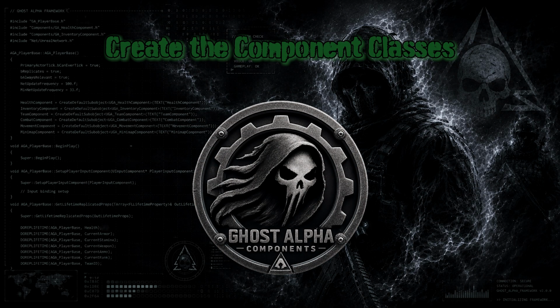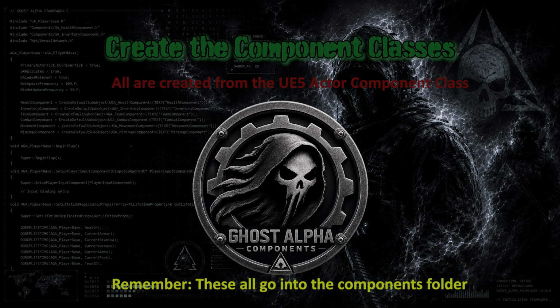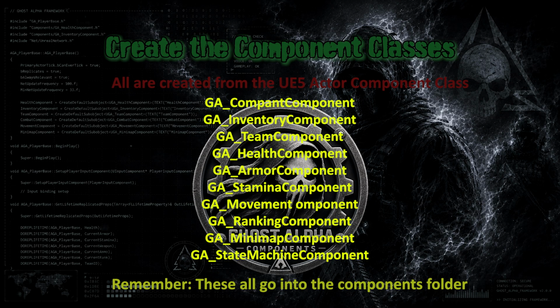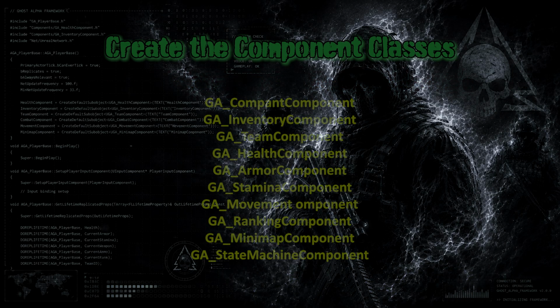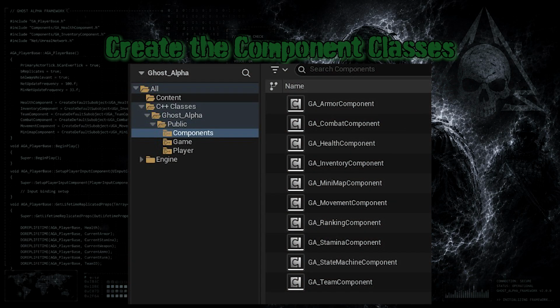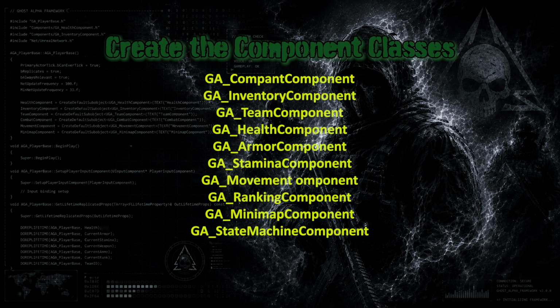Now, we will create the following component classes. All these are derived from the same class, which is the Unreal Engine 5 Actor component class. Combat component, inventory component, team component, armor component, stamina component, movement component, ranking component, minimap component, and state machine component. This is how your Unreal Editor C++ should now look. If you need a little more time, feel free to click pause now.